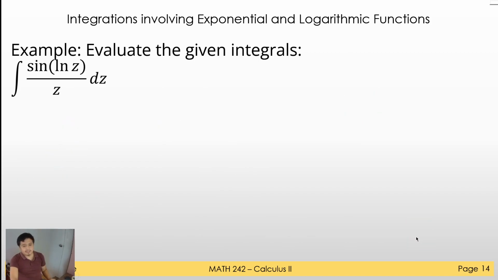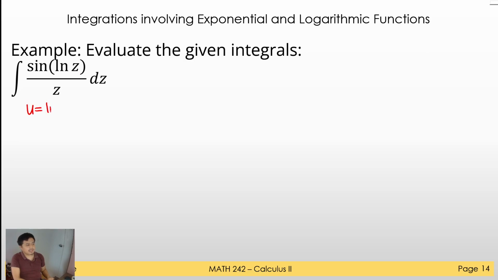We evaluate the given integrals. So what should we do here again? Again, no integral here. So we can try using u to find the integral of this. We could let this as u.